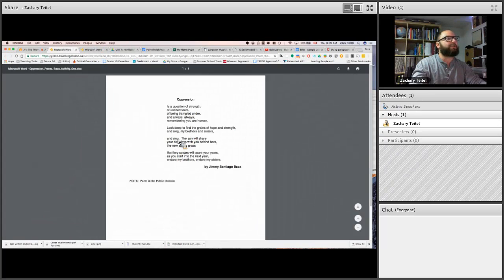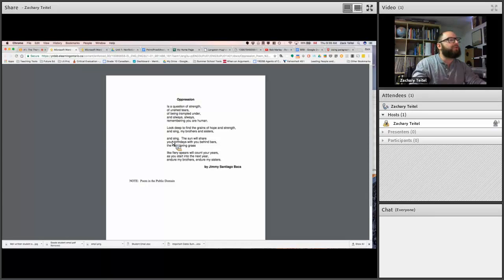It's not look deep to find the grains of hope and strength and sing, my brothers and sisters, and sing. No, that's not how we read this. It's look deep to find the grains of hope and strength and sing, my brothers and sisters, and sing. The sun will share your birthdays with you behind bars, the new spring grass. Like fiery spears will count your years as you start into the next year. Endure, my brothers. Endure, my sisters.